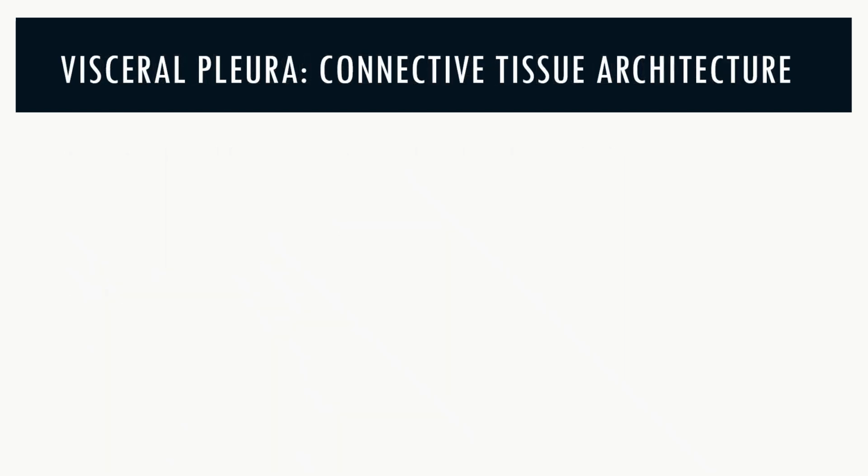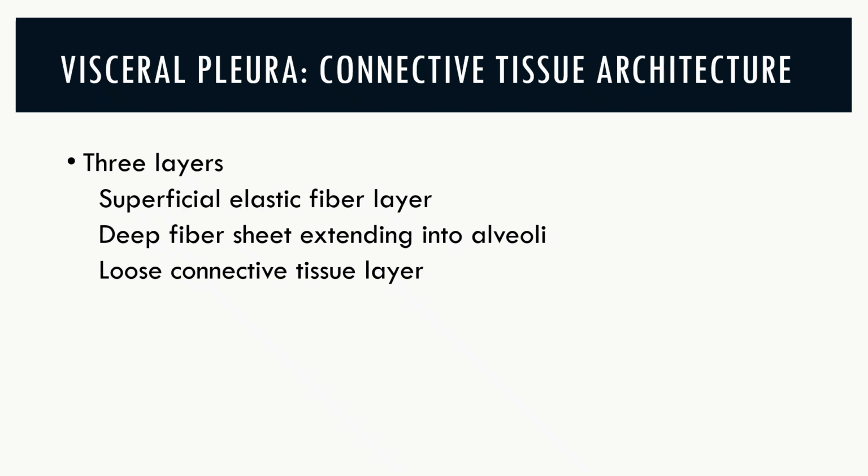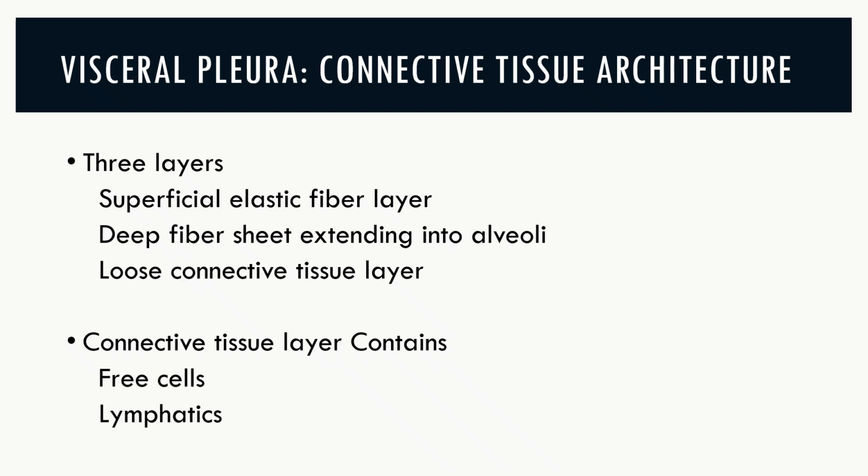Visceral pleura connective tissue architecture. The connective tissue of visceral pleura is organized into three layers. The superficial layer is rich in elastic fibers. Beneath this, there is a deep fiber sheet that extends into alveoli. Between these layers lies loose connective tissue. This connective tissue contains free cells, lymphatics, and branches of systemic arterial circulation.